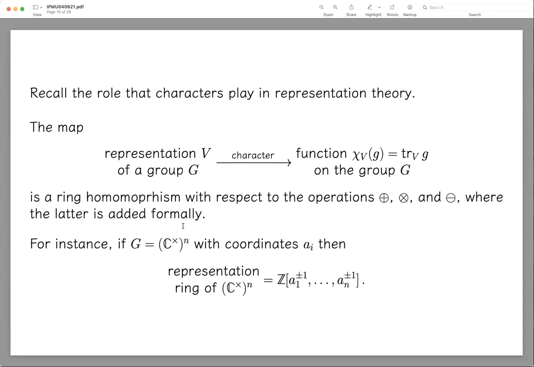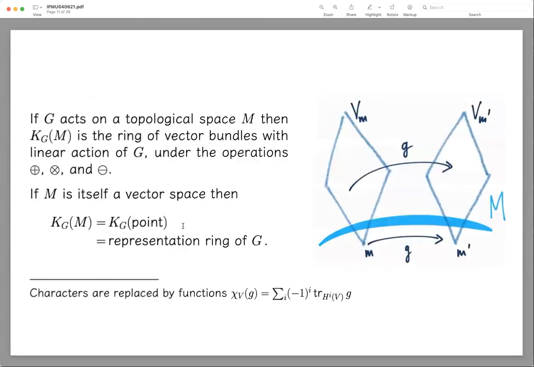And so, for instance, if our group is, for us, the main group is the torus, and for that the representation ring, well, any monomial can be a character of a one-dimensional representation. So the representation ring is just the coordinate ring of that torus, but taken with integral coefficients. So that's the conclusion. And now, if the group acts, the generalization of a representation of a group is an action.